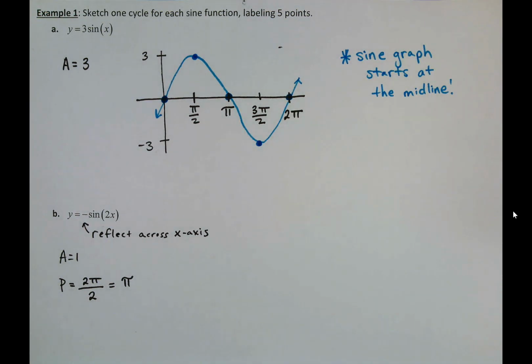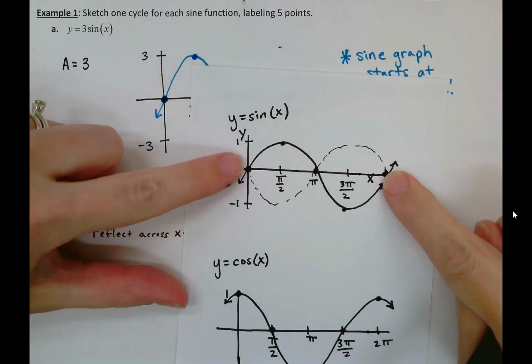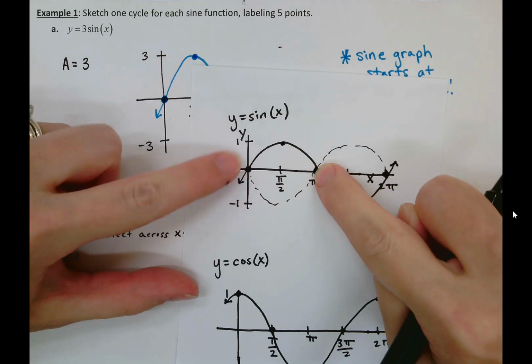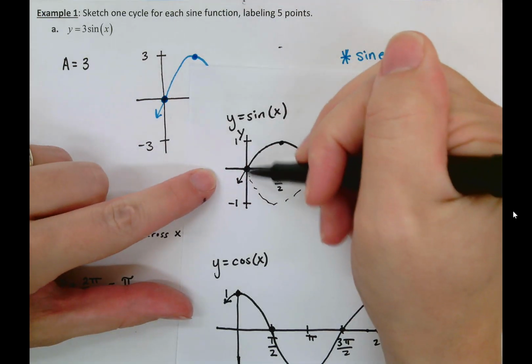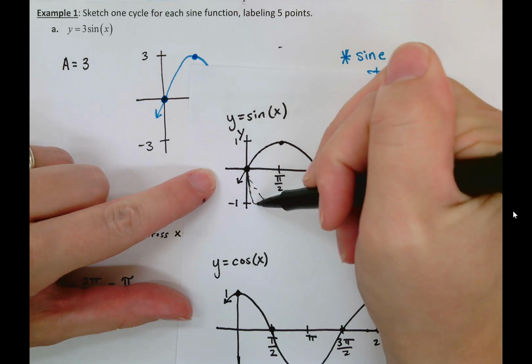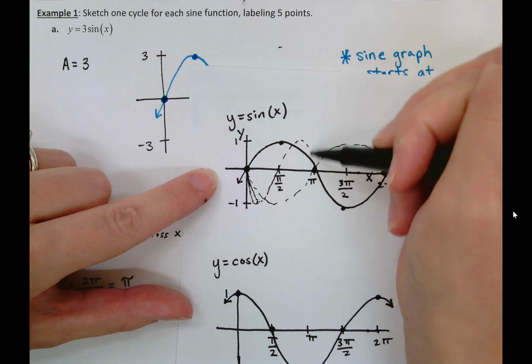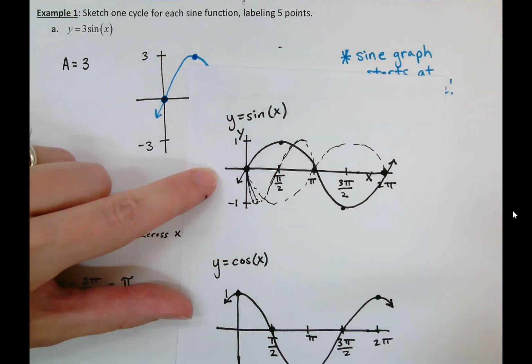So what we're going to be doing is shrinking this sine graph. So it's going to be reflected, and then it's going to shrink by a factor of 2. So what this is going to end up looking like, I'll sketch here, is going to look something like this. Okay, so let me highlight that in orange.